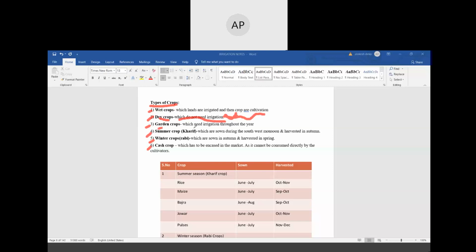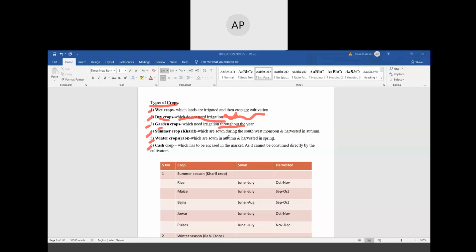Next is garden crops. In garden crops, we have to irrigate throughout the year. Okay, so in garden crops, what will happen? We have to supply water, although it is rainy season, it is drought season, whatever, we have to add water artificially throughout the year, and that is your garden crops.